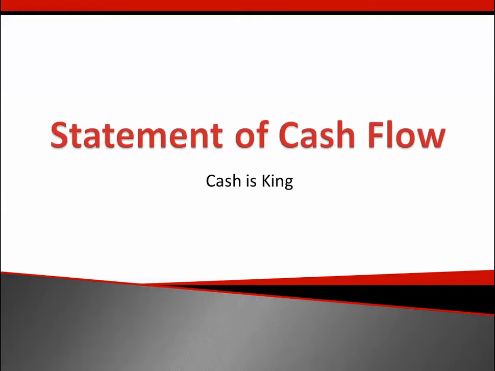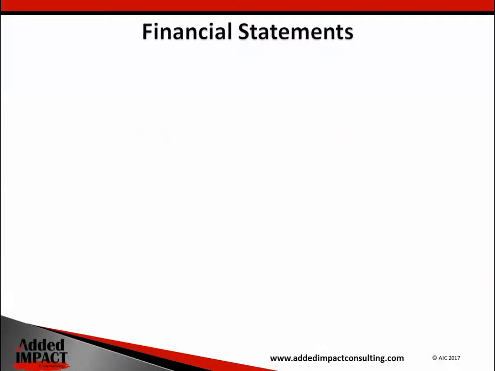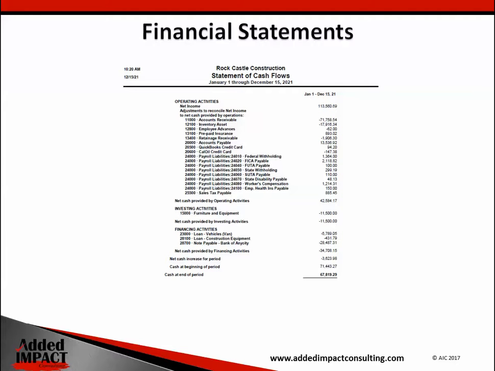In the previous lessons, we learned how to read, understand, and use the profit and loss statement and balance sheet. The third financial document of your set of financial statements is the statement of cash flows, also known as, simply, the cash flow statement. The statement of cash flow is exactly what it sounds like, a record of the flow of cash in and out of your business for a specified period of time.